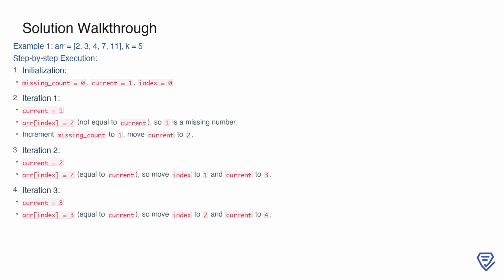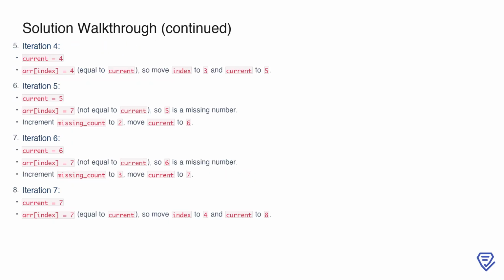In the second iteration, current is now 2, which matches the array value at index 0. This means 2 is not missing, so we move index to 1 and current to 3. For the third iteration, current is 3, which also matches the array value at index 1. Again, 3 is not missing, so we move index to 2 and current to 4. Now, in the fourth iteration, current is 4, which matches the array value at index 2. This means 4 is not a missing number, so we move index to 3 and current to 5.